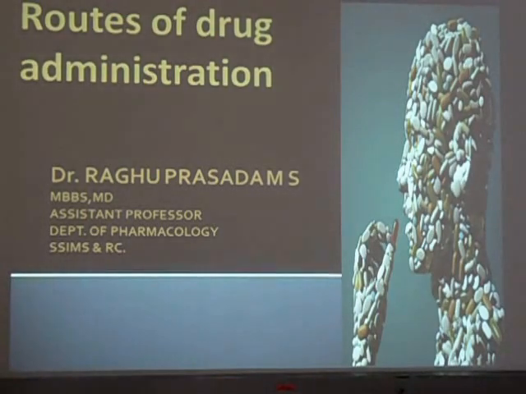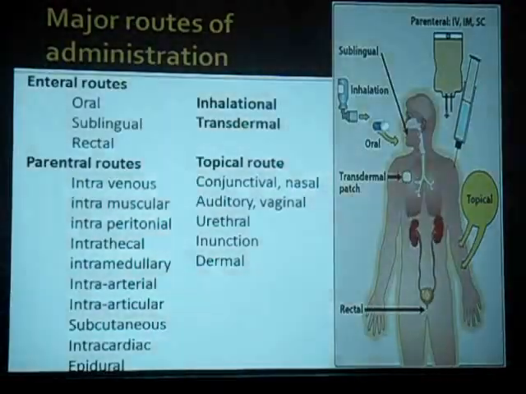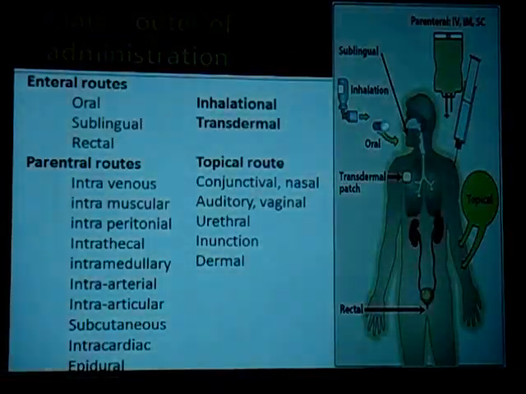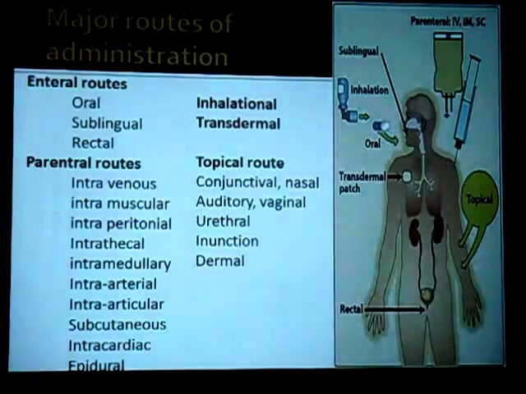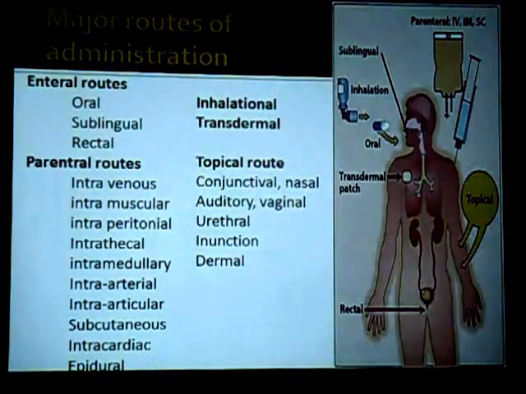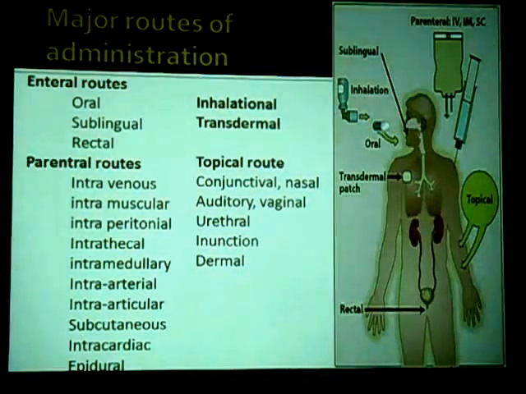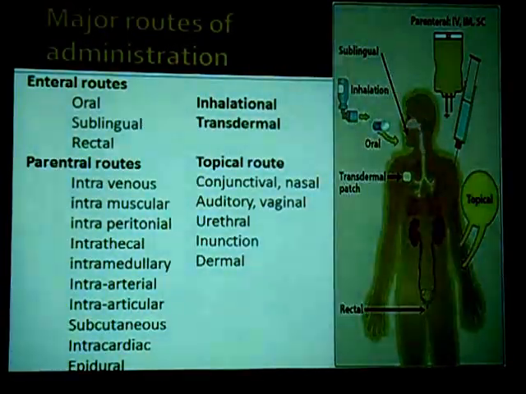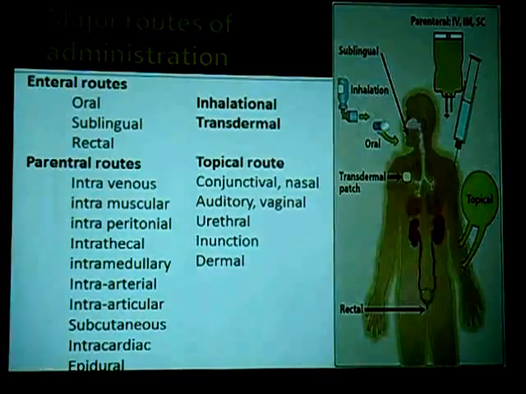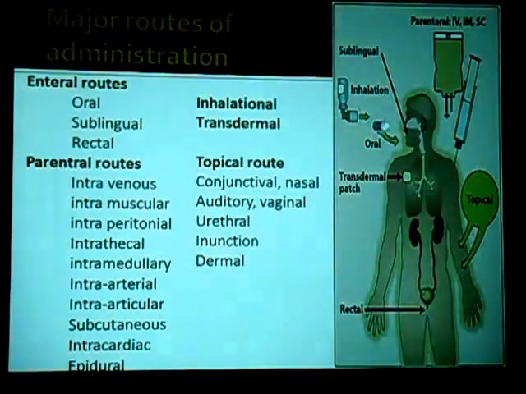So routes of drug administration, second part of the class. Last class we studied the major routes of administration: oral, sublingual, rectal. These are the enteral routes. The parenteral routes we know are intravenous, muscular, subcutaneous, intrathecal, medullary, intra-arterial and intra-articular. What is the difference? We will be studying it today.